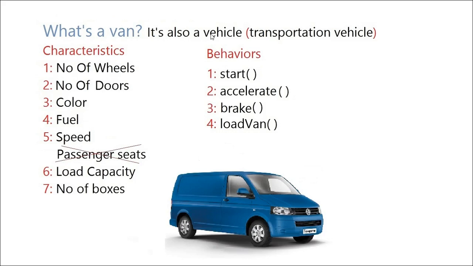What's a van? It is also a vehicle with four wheels, two or three doors. It has some color, it runs on a fuel, and it has a speed. We will not consider number of seats in a van because it is a transportation vehicle and it is used to carry things or boxes from one place to another. So we will add two more characteristics in it, like load capacity or number of boxes. Its behaviors are you can start it, accelerate it, and stop it by applying brakes. You can also load the van.